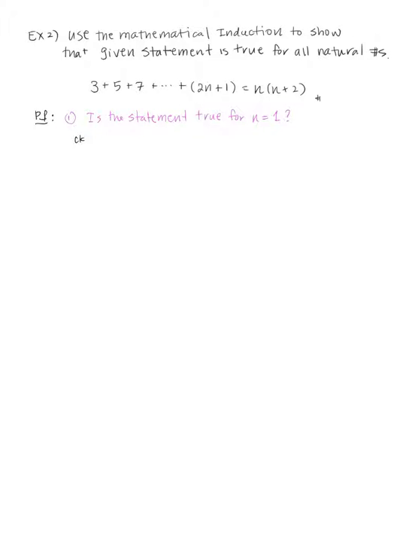Alright, so let's check. When n equals 1, our left hand side is just going to become 2 times 1 plus 1. So here we're going to have 2 times 1 plus 1. Does it equal 1 times 1 plus 2? You need to show whether that's true or not. So what do we get on the left hand side? 3 equals 3. So yes, therefore it is true for n equals 1.